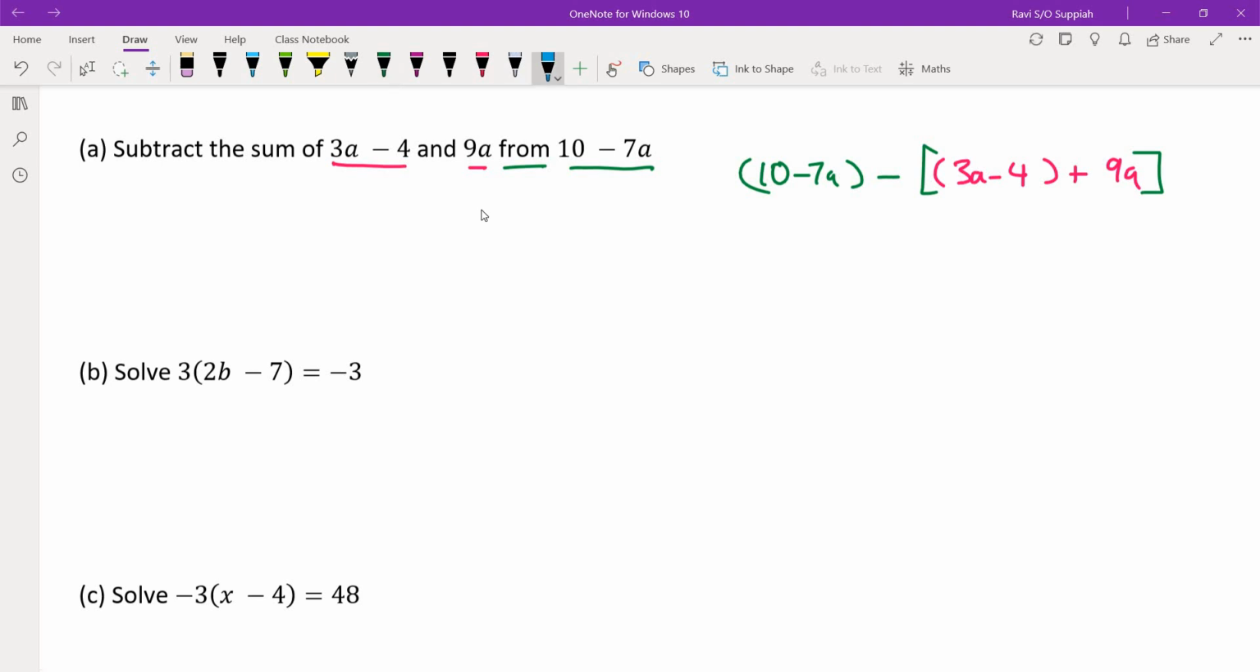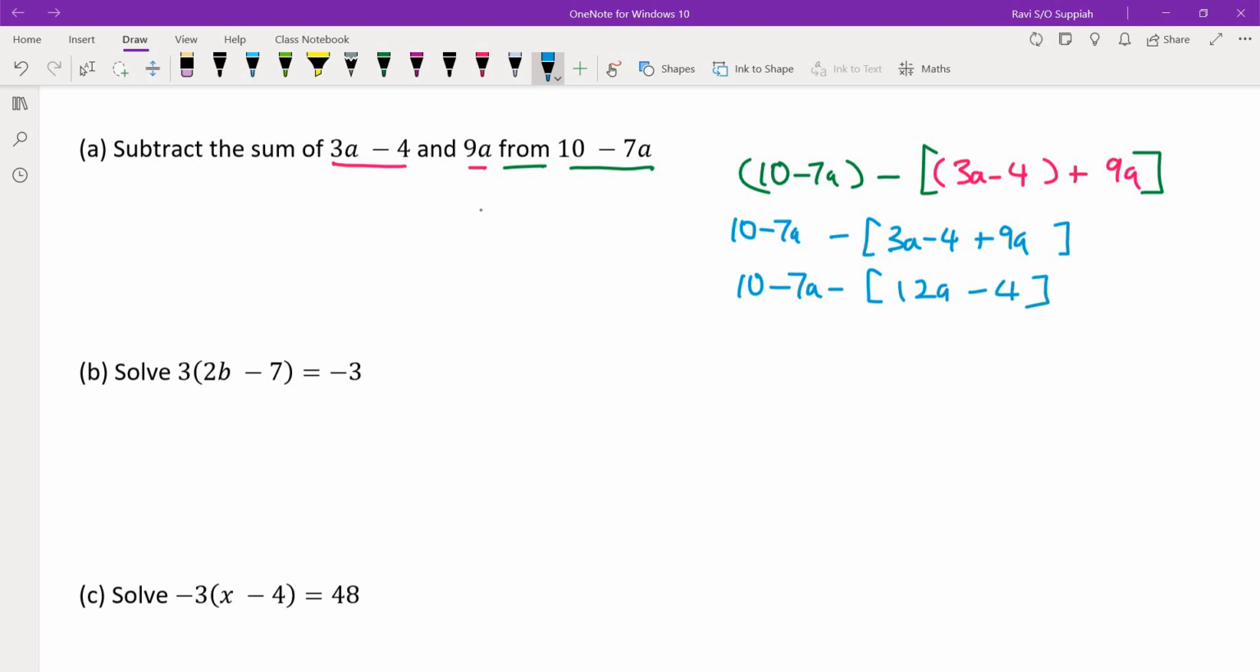Once you have that, we can go ahead to do the expansion work. This 10 minus 7a can be written as 10 minus 7a since there is no coefficient in front of it. Now we will focus on the square bracket first. So we have 3a minus 4 plus 9a. So 9a plus 3a is 12a, so 10 minus 7a minus the bracket 12a minus 4.